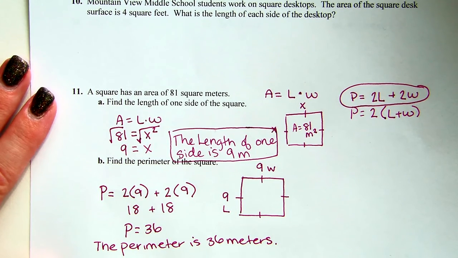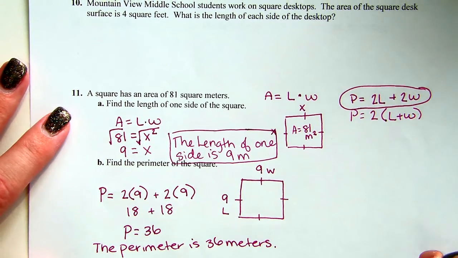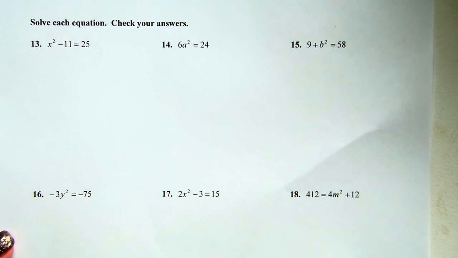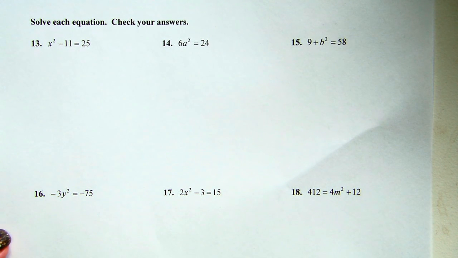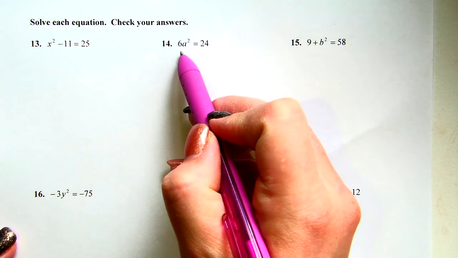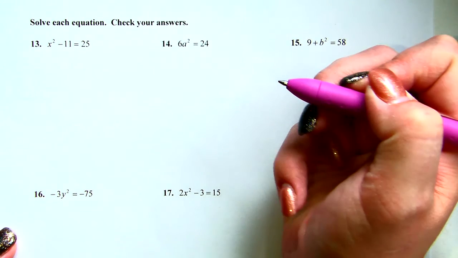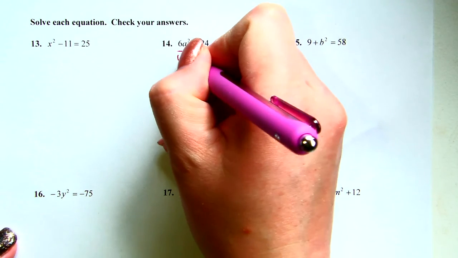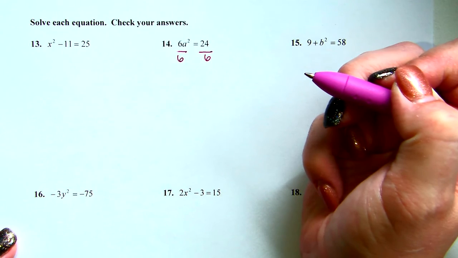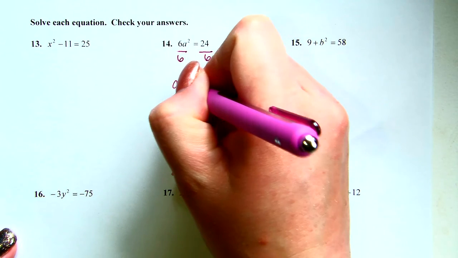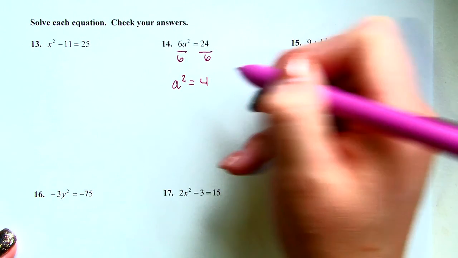Now the last problem I'd like to go over with you today on this assignment is number 14. In this section, it says solve each question, check your answers. Now, for this, before I can do any square rooting here, in number 14 where it says 6a squared equals 24, I'm going to have to get rid of the 6. So I'm going to begin by dividing each side of my problem by 6. That will leave me with a squared is equal to 4. Because 24 divided by 6, that gives us 4.